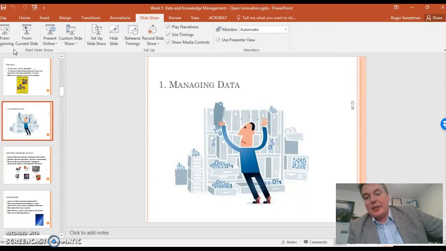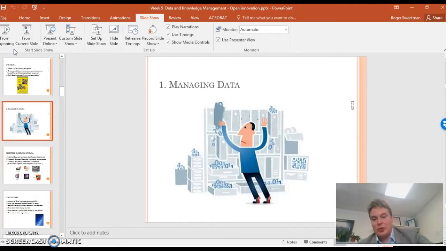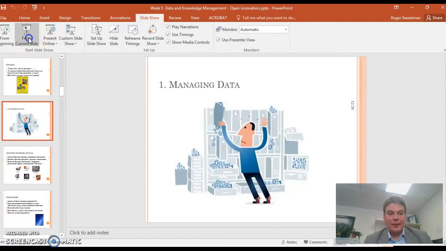So we explained how data in itself is meaningless. It's only when we actually perform some kind of aggregation or inquiry of it that we develop information that has some sort of use. So we're going to talk through that process for managing data now.